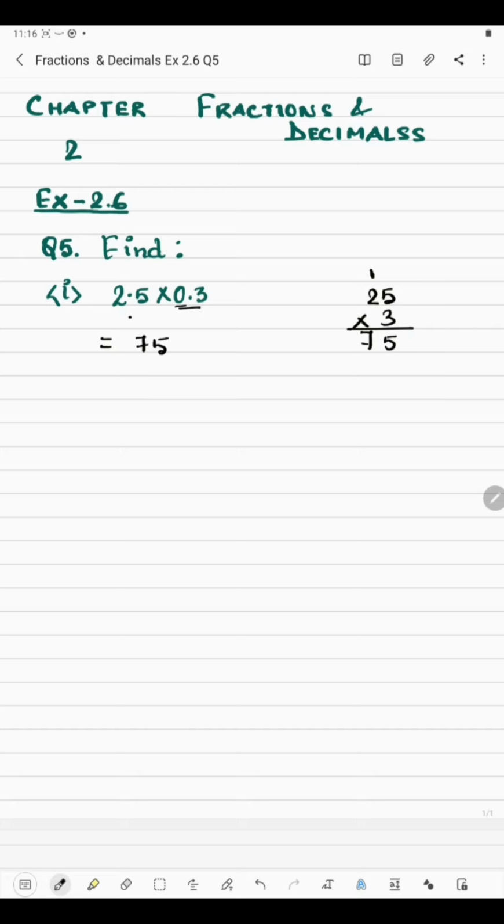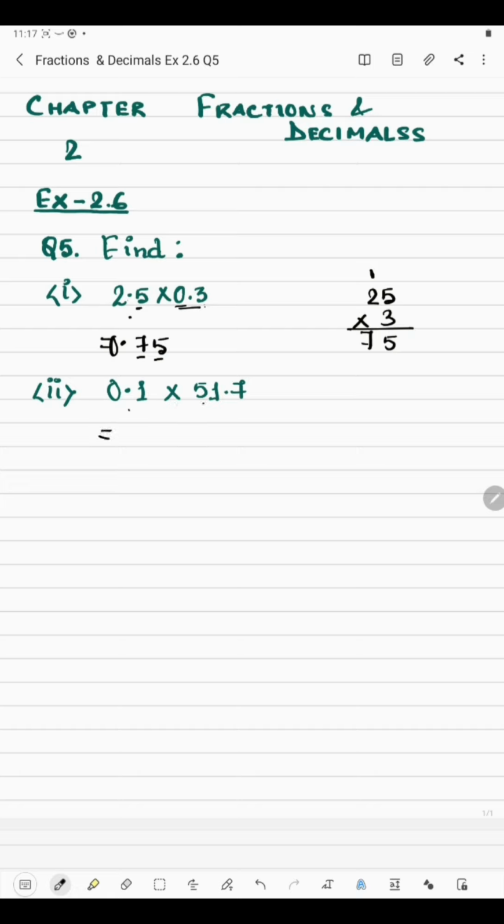Now we will have to put the point here. Now here see, after the point 1 digit, here after the point 1 digit. So that means after the point will be 2 digits, because here is 1 and here is 1. So after the decimal will be 2 digits. So it will be 0.75.